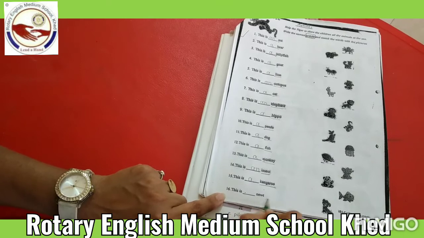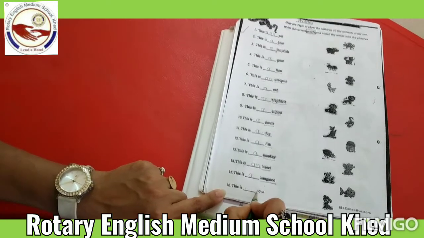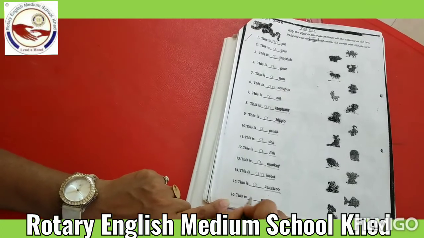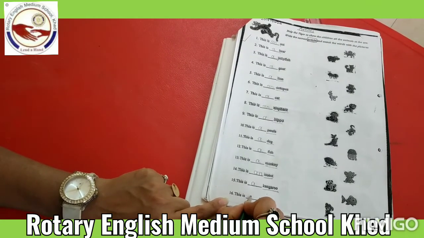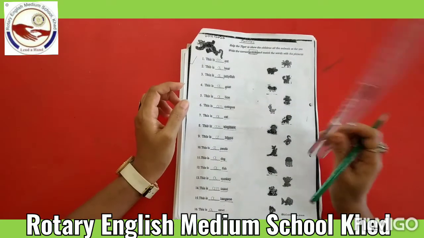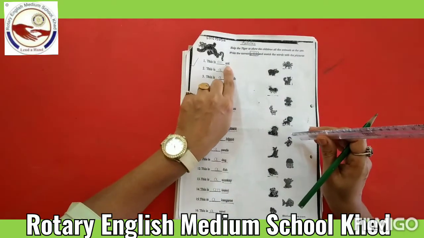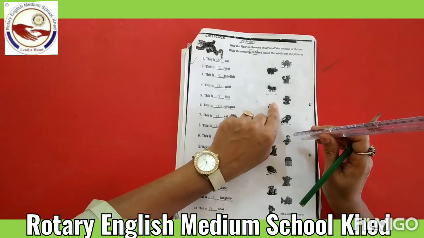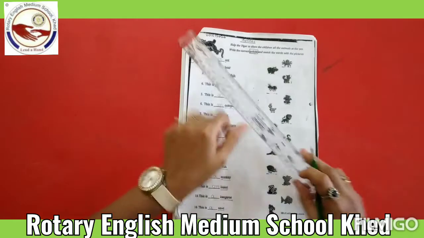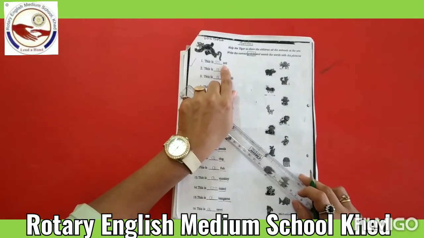And the last one is number 16. This is a newt. Now start to match the word with the correct picture. So I use here a pencil and scale. So read this word. What is this?